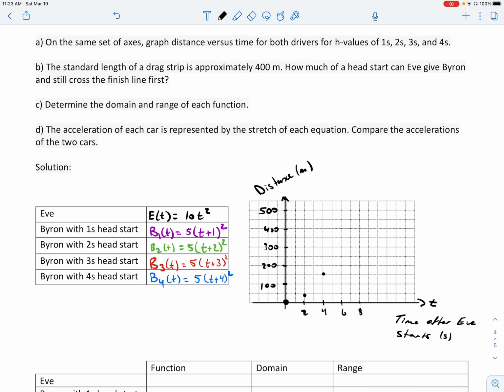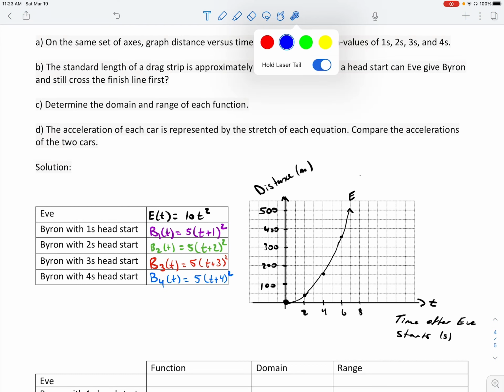You can see it's growing quite quickly. 6 seconds, 6 squared is 36, so we'd have 360. So it's just above 350. 8 seconds, 8 squared is 64 times 10 is 640. That's going to be way up here somewhere, a little bit too high for us to graph, which is okay. Let's just try to get a nice graph to go through here, and I'm going to call that E, for this equation right here, E of t. So that's Eve's distance versus time graph.